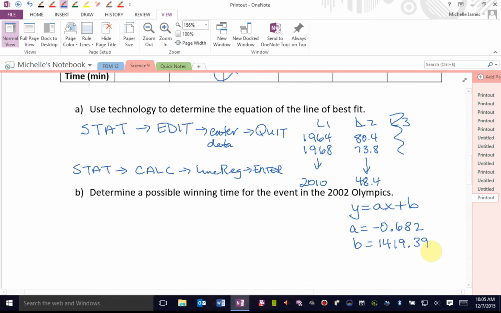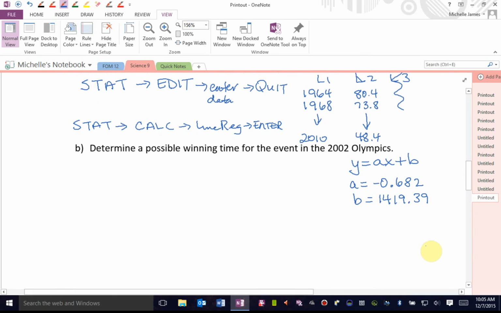Can we focus, please? So if you've done it properly, you'll end up with a screen that says line reg. It'll say y equals ax plus b. It will give you a and it will give you b. What's a? The slope. Yeah, remember y equals mx plus b?